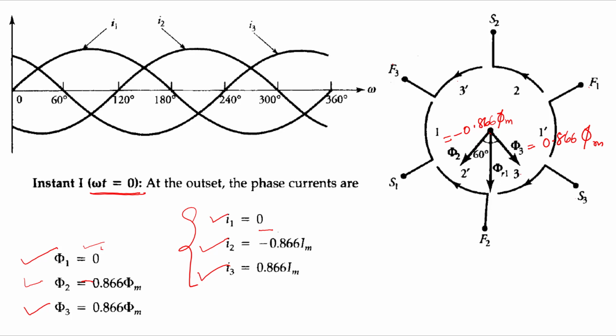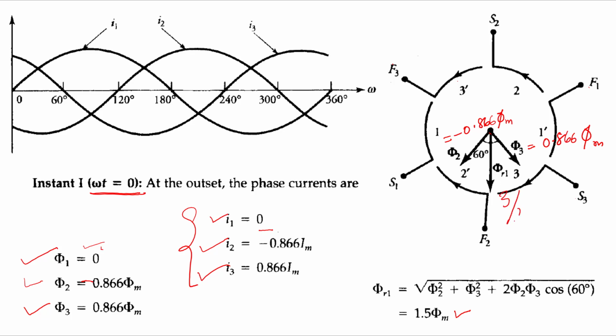Now what will be the resultant flux? It will be here, right? So the resultant flux phi r1 is shown here. It is just the vector sum of phi 2 and phi 3, right? So if we find the vector sum of phi 2 and phi 3, it will give a magnitude of 1.5 phi m, that is 3 by 2 phi m. This is the resultant flux at the instant when omega t equals 0, and the direction we are seeing here.